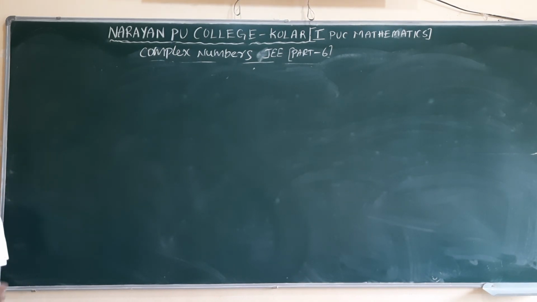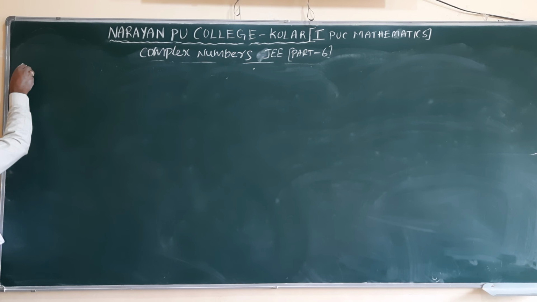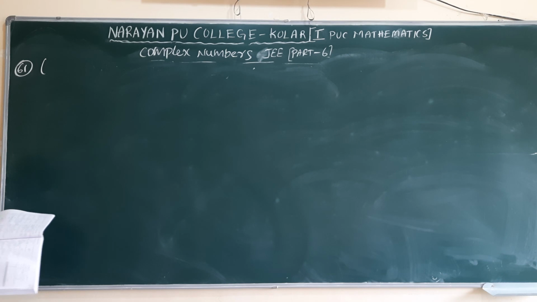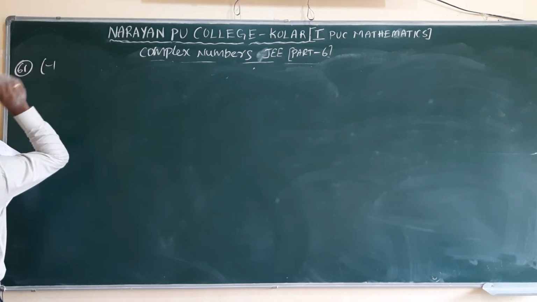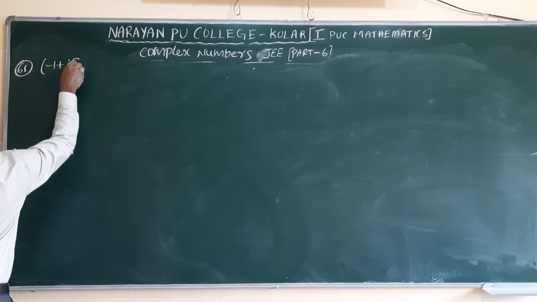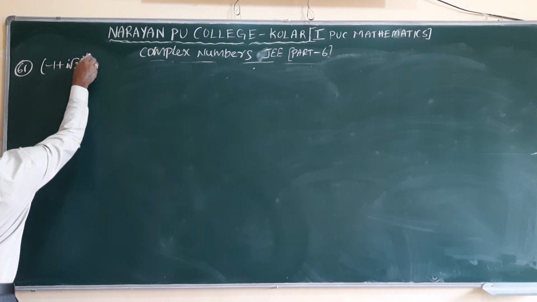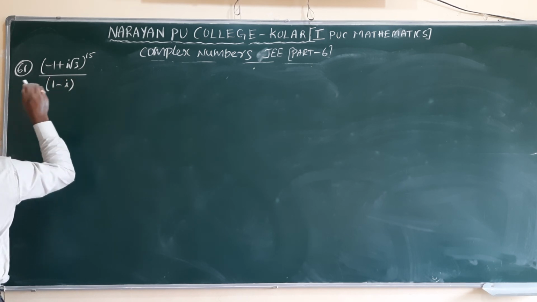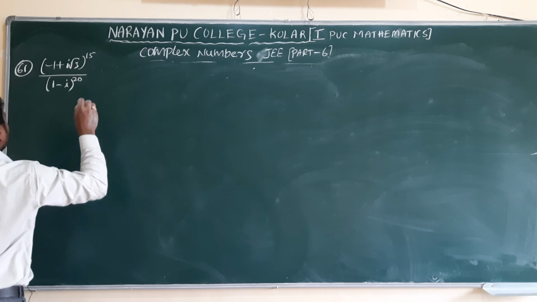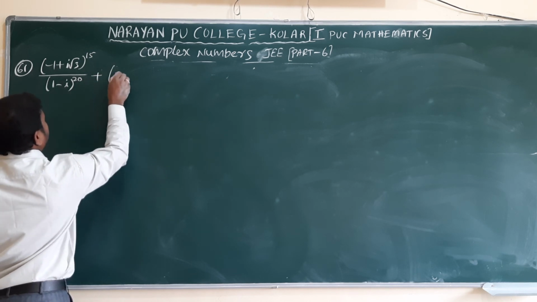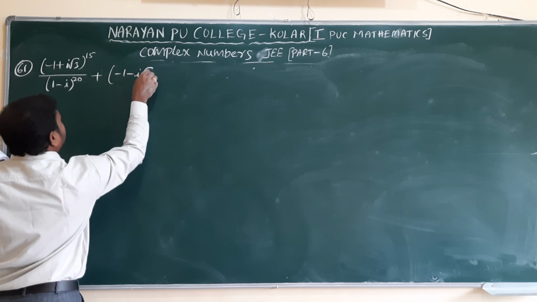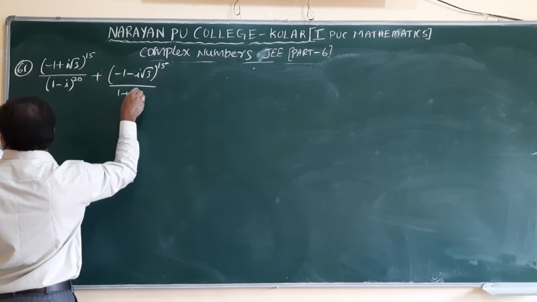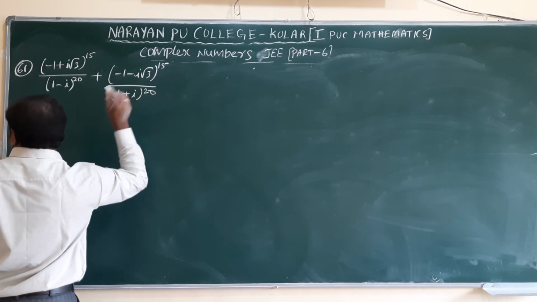This is question number 61. Minus 1 plus i root 3, whole power 15, divided by 1 minus i whole power 20, plus minus 1 minus i root 3, whole power 15, divided by 1 plus i whole power 20.